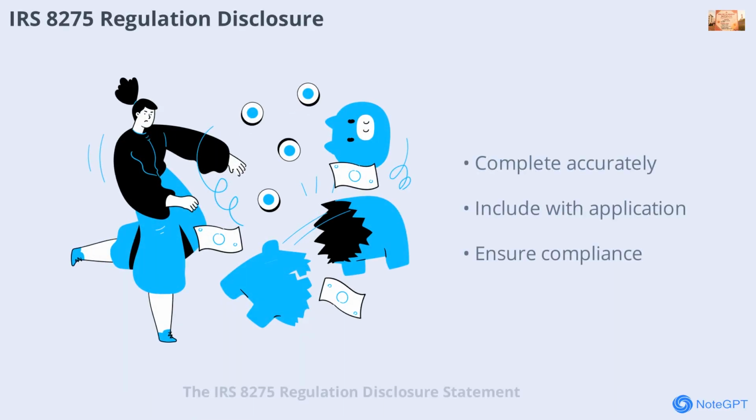The IRS 8275 Regulation Disclosure Statement is an important document for loan applications. It provides transparency about your business's tax situation and compliance. Make sure this form is filled out accurately and included with your application.